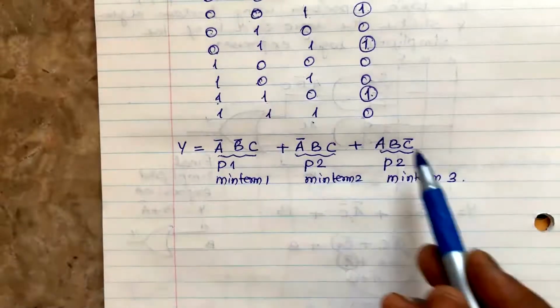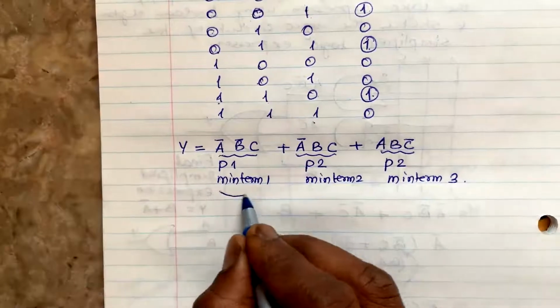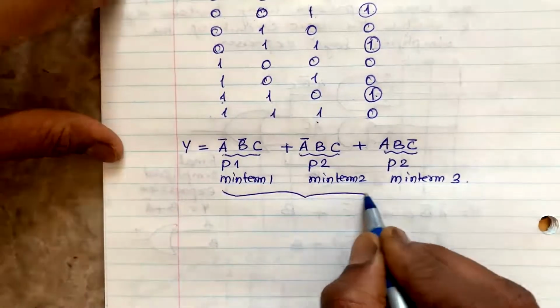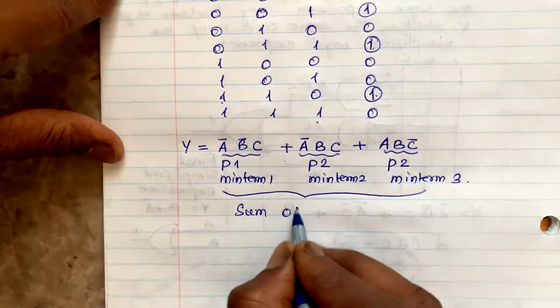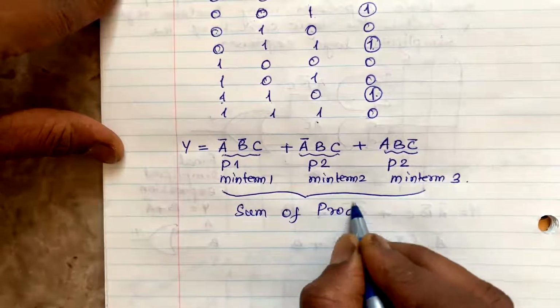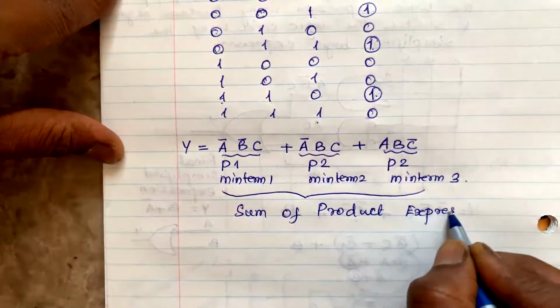The whole of it is called a sum of product expression. The whole of it together, we call it a sum of product expression.